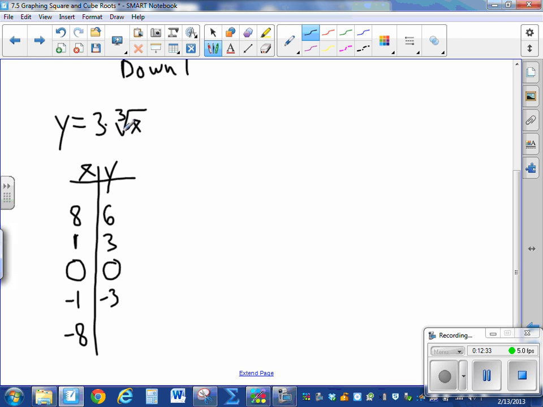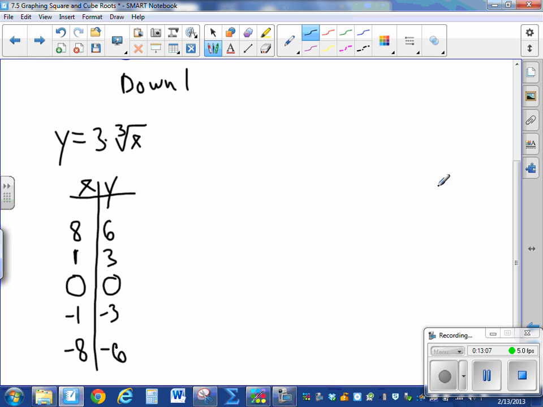Cube root of negative 8 is negative 2, times 3 is negative 6. Well, I got lost for a second there, sorry. Now you notice there's a symmetry going on here: 0, 1, 8, 0, negative 1, negative 8, 0, 3, 6, 0, negative 3, negative 6. This will always happen as long as you take the shift off. That's why I wanted to do this first, because it makes it easy to pick your values. So now let's go ahead and put the shift back on here.